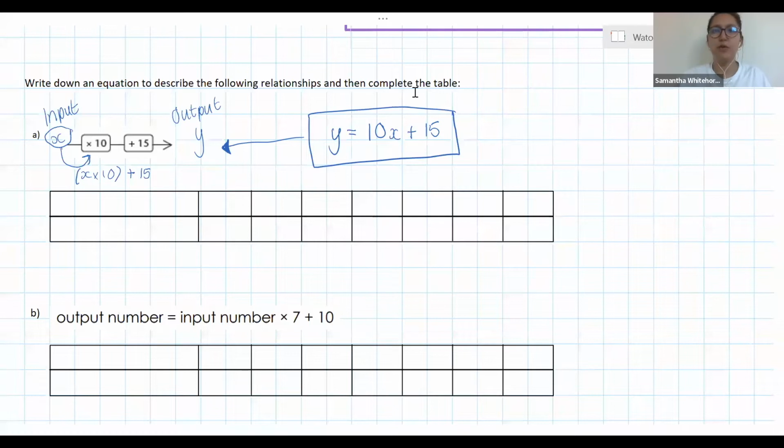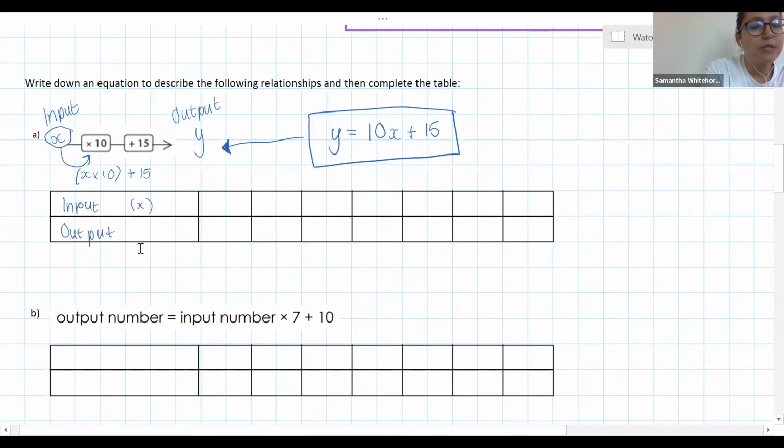Essentially, once we know what relationship we're working with, whether it's a flow diagram or an equation, if we want to eventually draw graphs, which we're going to get to today, we need to have some input and output pair values. We'll chat about this a little more in a second. I know that I've got my inputs, which are all of my x's, and my outputs, which are all of my y's. And remember, the output depends on the input. I can only get an output if I know what the input is.